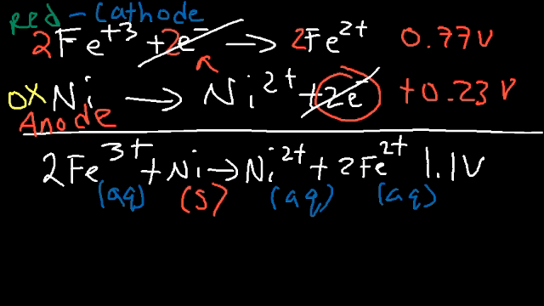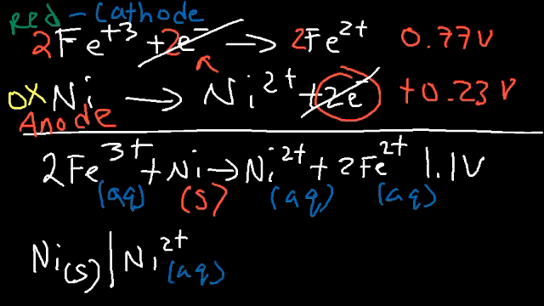So now that we have this information, we can write the cell notation. If you wish to write the cell notation, the left side is going to be the side for oxidation, and on the right side is for reduction. So it goes from anode to cathode. Let's start with the anode. So we have nickel, which is the anode, and it's a solid. And then to separate the phase, we need a line. And then we have the nickel 2 plus cation, and that's in the aqueous phase.